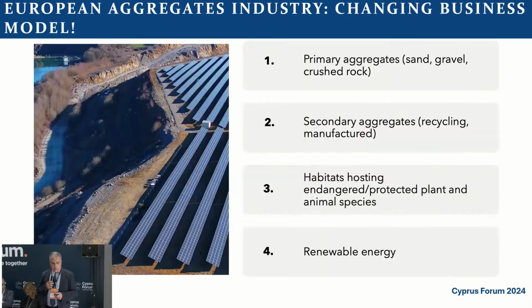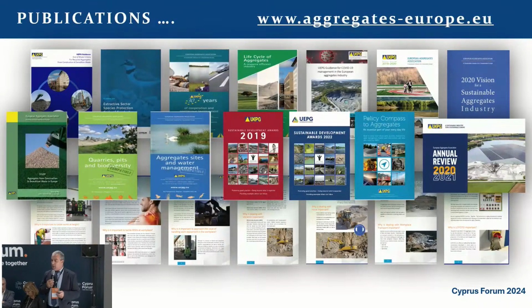So as the European aggregates industry, we started as primary aggregate producers. Now we are also secondary aggregate producers. Recycling is already part of our business model. We host habitats of endangered protected plant and animal species. Klára, you can elaborate on this later. More and more renewable energy is produced within the quarries. There are many cases around Europe, inside the quarries. We have many publications for anything we are dealing with. You can visit our site to download.